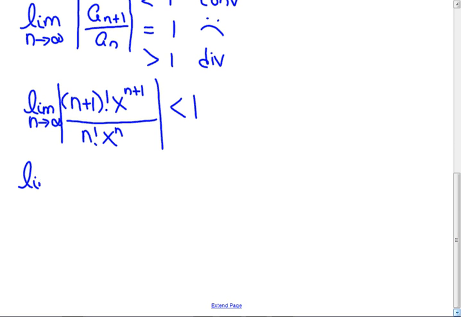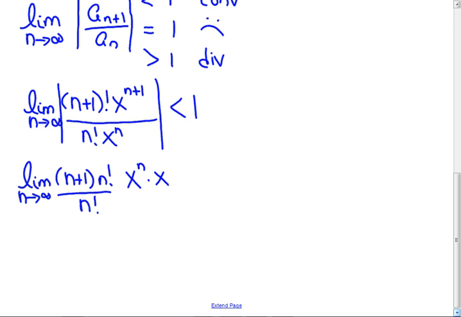It's the limit. Now, does the limit affect the x's? No. What's n plus 1 factorial? It's n plus 1 times what? N factorial. That's why you need to pay attention. Now, are we okay with n plus 1 factorial? It's n plus 1 times n factorial. Then x to the n plus 1 is x to the n times x.